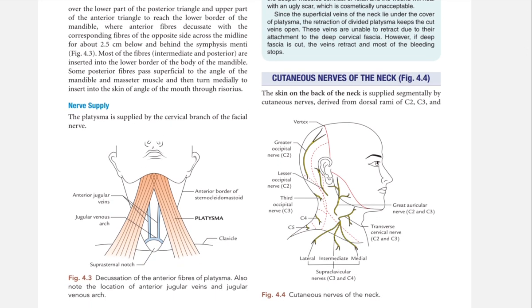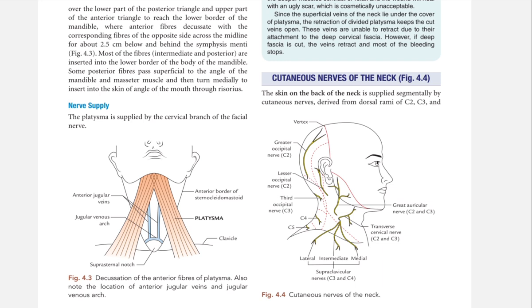fibers decussate with the corresponding fibers of the opposite side across the midline for about 2.5 centimeter below and behind the symphysis menti. Most of the fibers are inserted into the lower border of the body of the mandible. Some posterior fibers pass superficial to the angle of the mandible and masseter muscle and then turn medially to insert into the skin of the angle of the mouth through risorius.